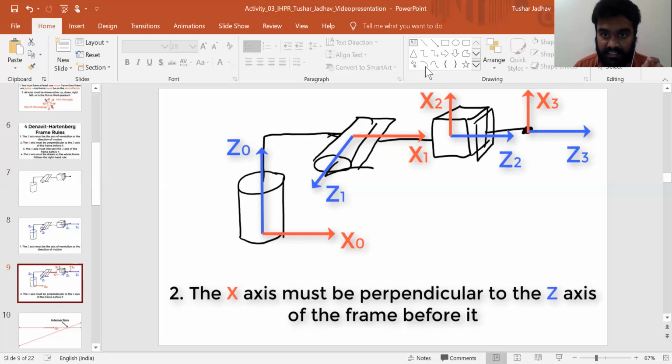Okay, now let us consider frame 2. Now the x-axis of frame 2 is perpendicular to the z-axis of frame 1. Okay, so this rule is also followed. In the next one, again, z2 is in this direction, and x3 is perpendicular to z2. So this is also a correct measure that they have taken.